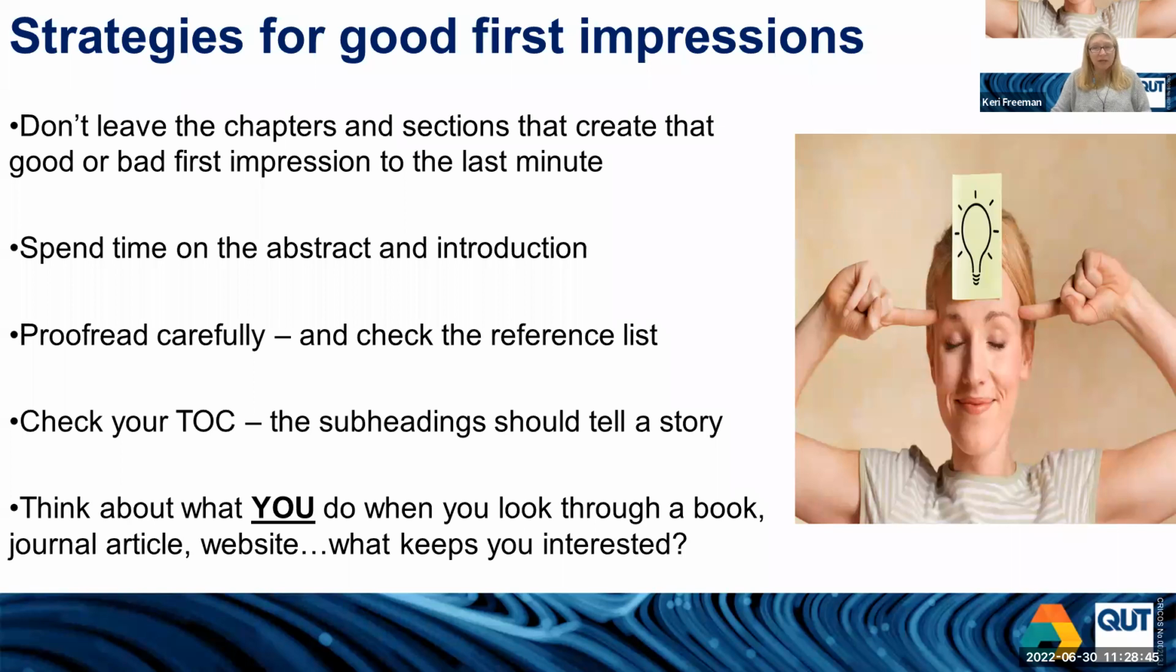They might start by looking at the reference list, firstly to see if the seminal authors are there and maybe to see if they are there themselves. So if they look at your reference list and there's errors in there, not going to be a good impression. Check your table of contents. Your subheadings should tell a good story as well. That's one of the first things they'll look at too.